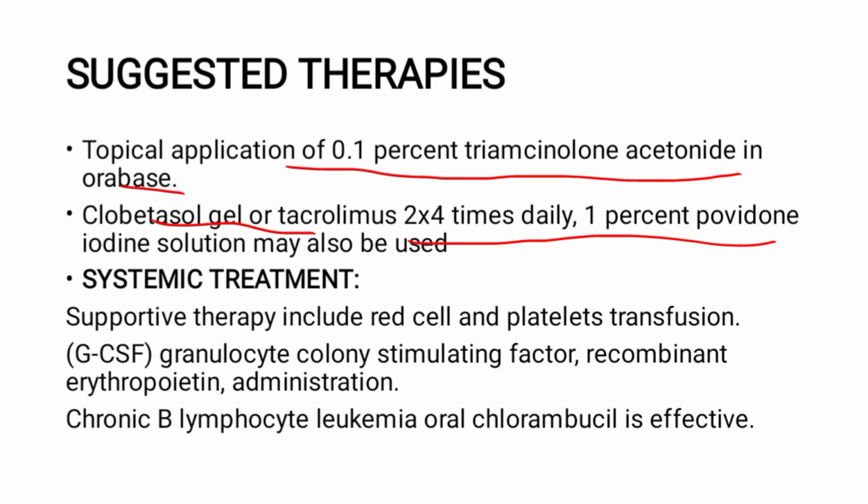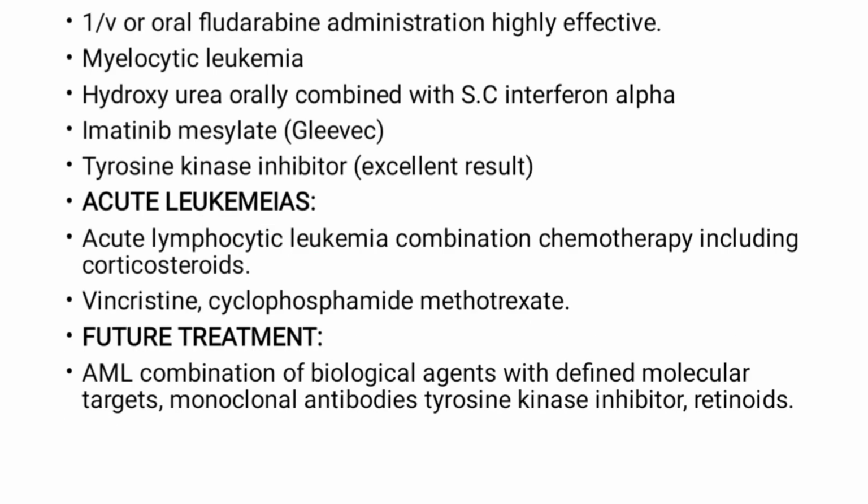In systemic you have to give blood transfusion actually. Then you can give factors like granulocyte colony stimulating factor, recombinant erythropoietin administration, and for chronic B lymphocyte leukemia oral chlorambucil is effective in this. So basically in chronic leukemia you can give chlorambucil. Now, IV or oral fludarabine administration, highly effective.